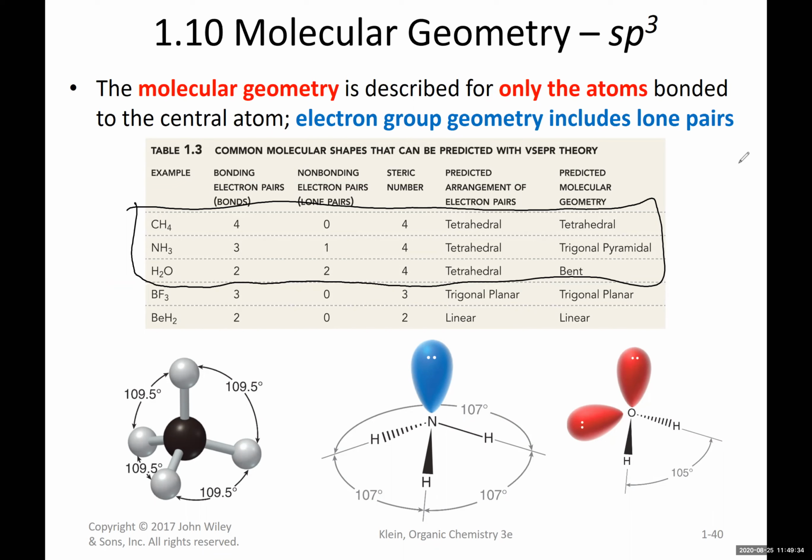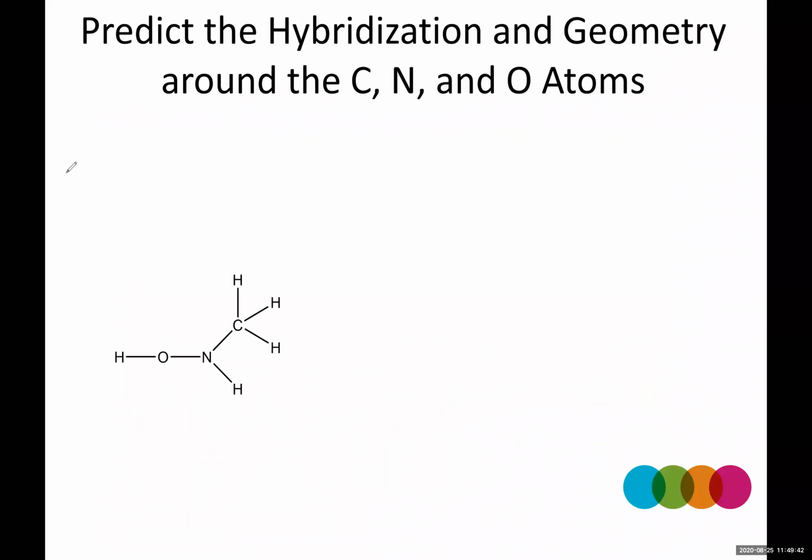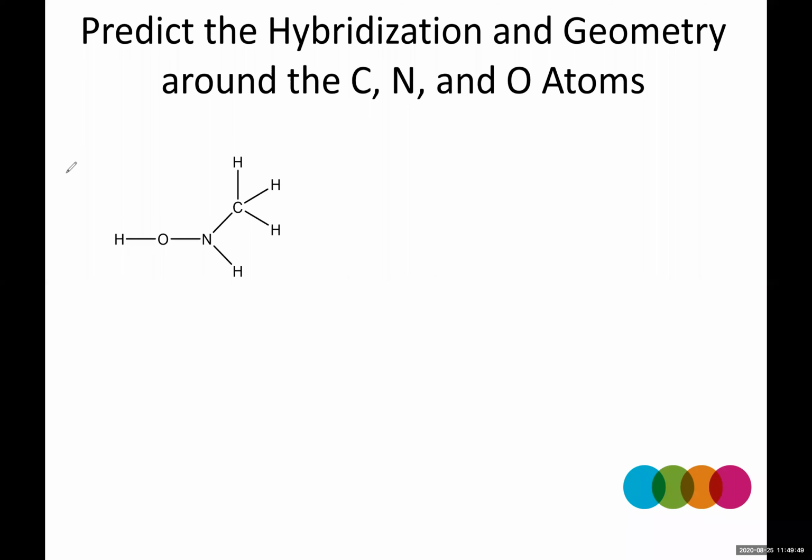So I want to show you some structures now, and we'll predict the geometries. I think that's what's next. So this involves class participation. I will point to an atom and you'll tell me the geometry, all right? I have a few more. So what's the molecular geometry around that carbon?